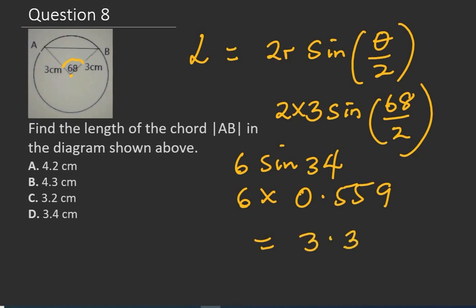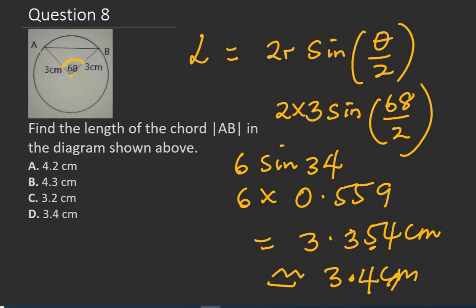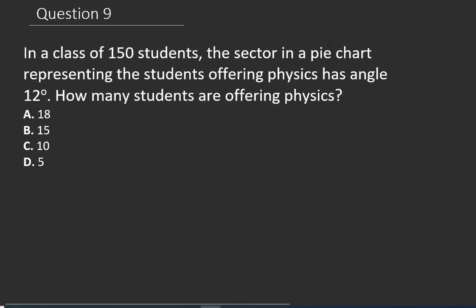3.354 centimeters, which is approximately 3.4. Since this is up to 5, round it up to 1, add it to this 3 after the decimal point, it will give me 3.4 centimeters. So the right answer is 3.4 centimeters. All right, let's look at the next question.